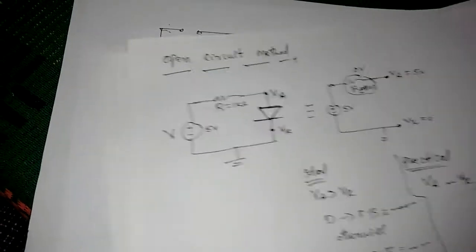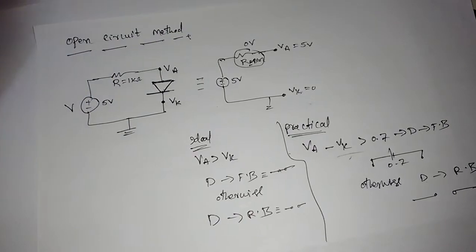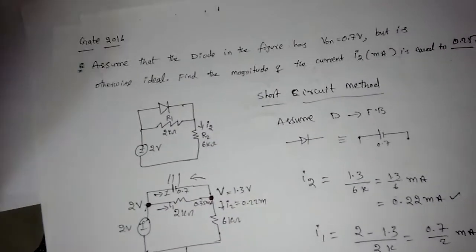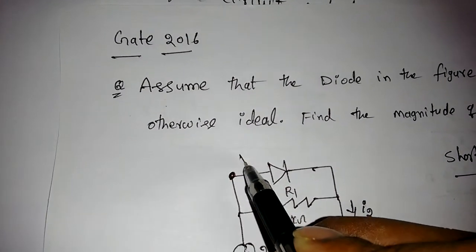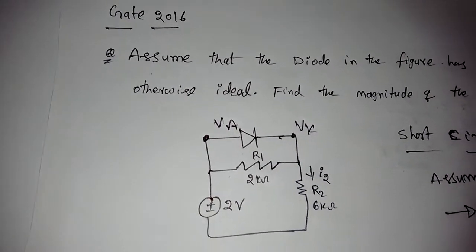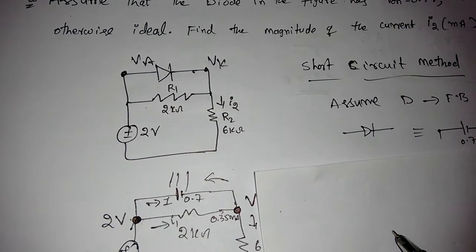Now the GATE problem, the previous one that we solved, we will now solve with the open circuit method. Then you will see we will find the same voltage levels or current values. If we take this same circuit again, what we need to do is replace the diode with an open circuit and find VA and VK. That is very simple. So the equivalent model will be like this.